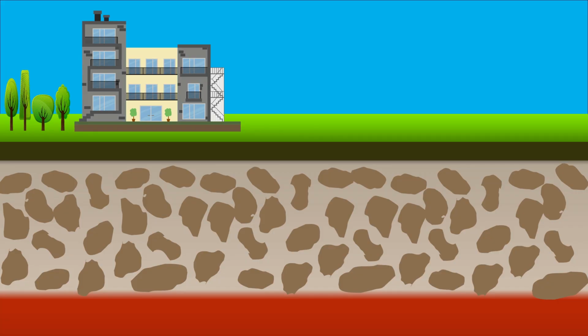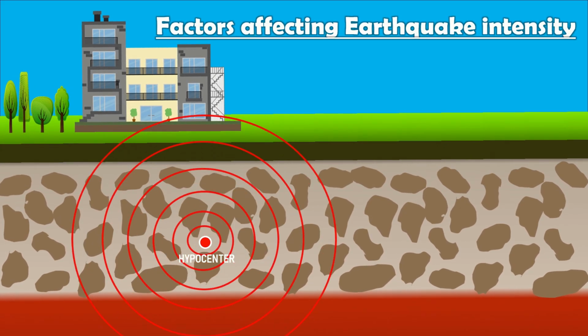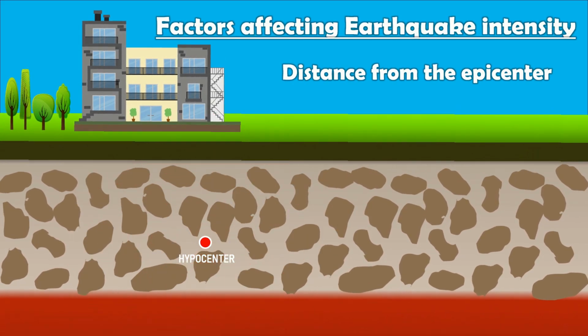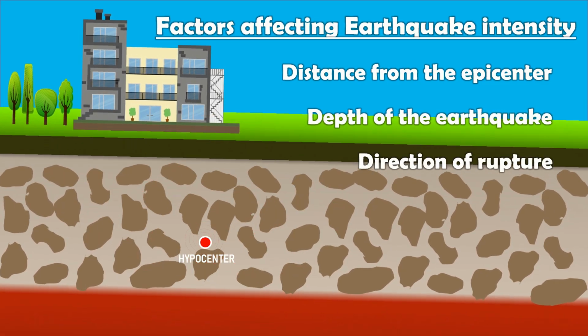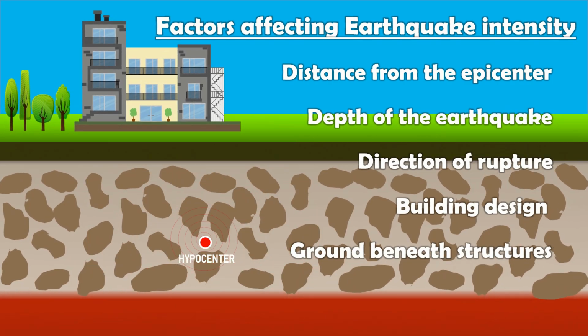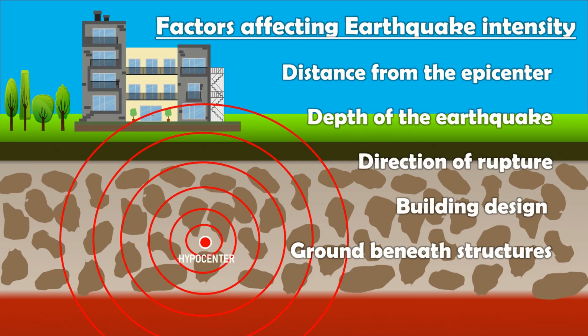That's because earthquake intensity differs from place to place, and depends on many factors like the distance from the epicenter, depth of the earthquake, direction of rupture, building design, and type of ground beneath structures. For example, a single earthquake can produce many different intensities.